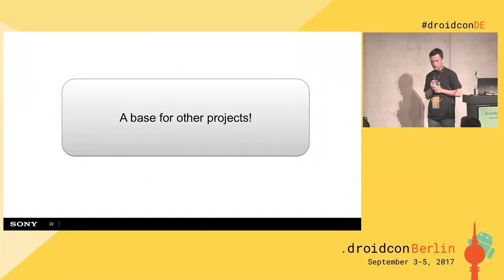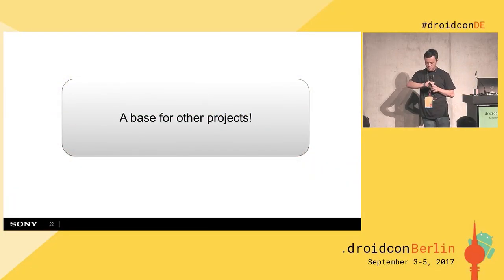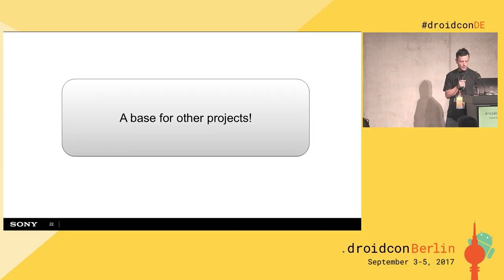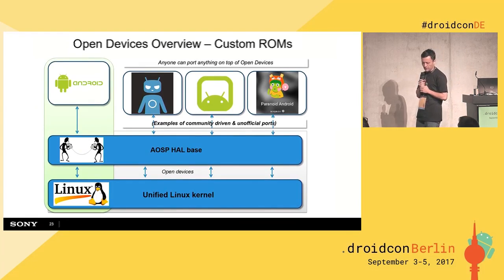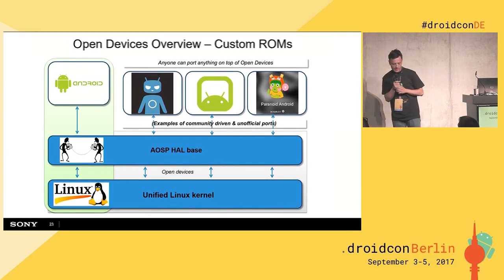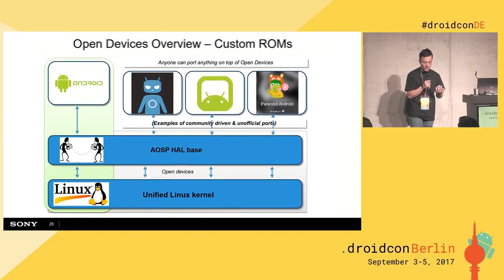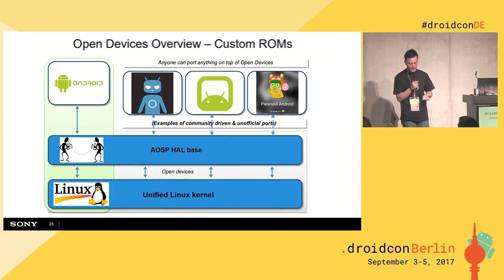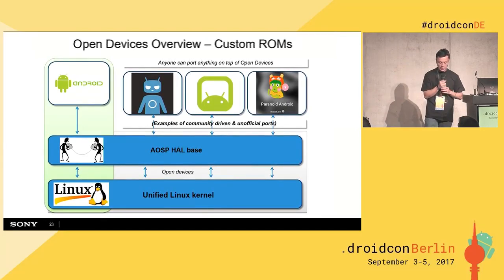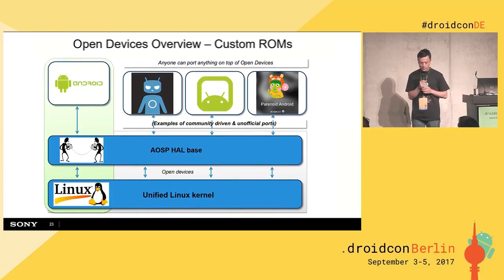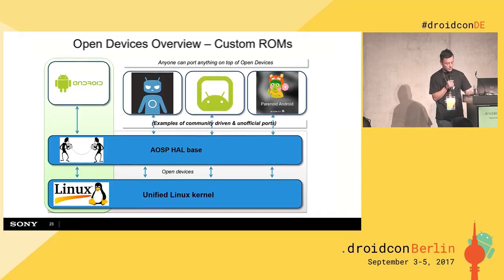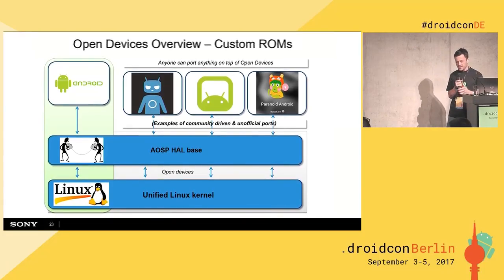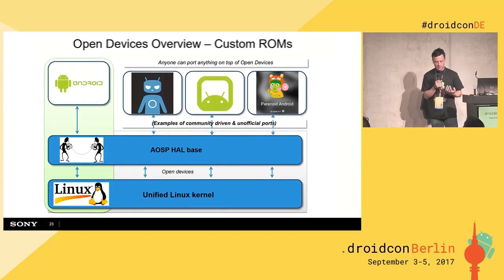Why do we do this? We do this as an innovation platform, but we also value what others can do. So we had custom ROMs built on top of our open devices. As you can see, the open devices are in the lower layers. So what comes on top can be the plain AOSP, or it can be the old Cyanogen, it can be Paranoid, or it can be OmniROM. Any custom ROM or any custom project based on Android can be based on our core.